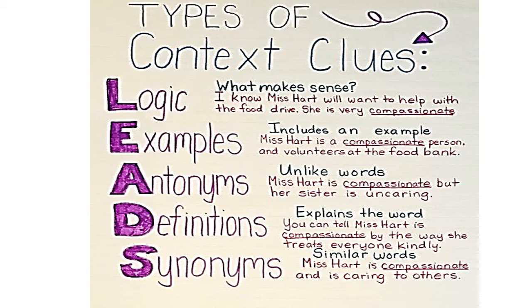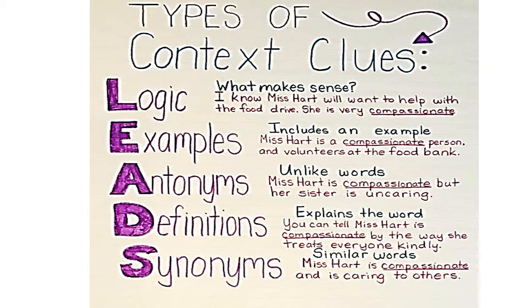The second letter, E, is examples. Let's read. Miss Hart is a compassionate person and volunteers at the food bank. I don't know the meaning of the word compassionate. However, I see that she volunteers at the food bank. Volunteers, that means she likes to help. So this is a helpful person. This is a compassionate person. And therefore, I derive a meaning in my brain.